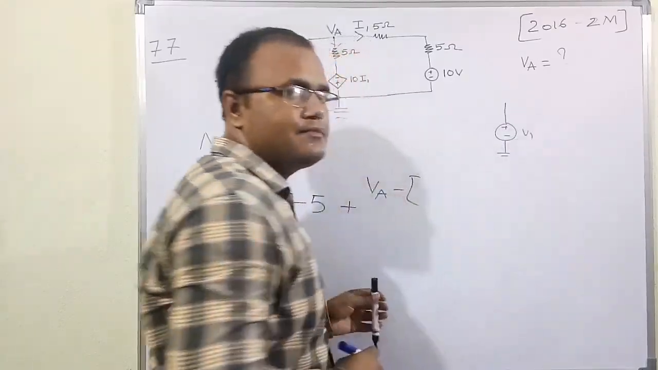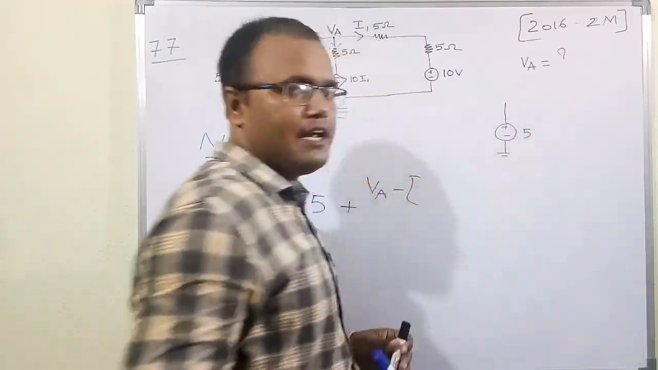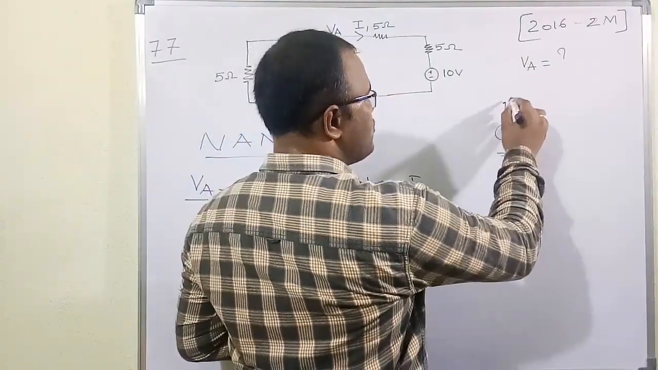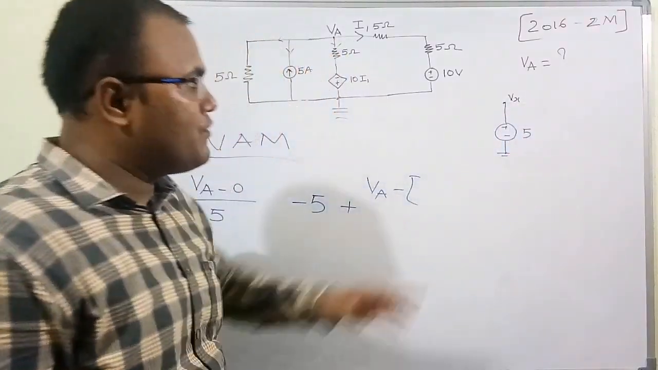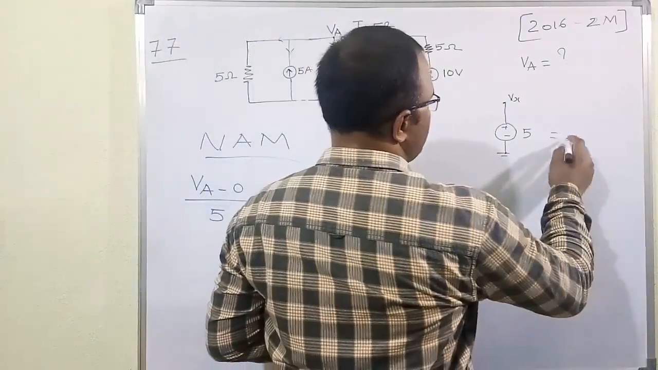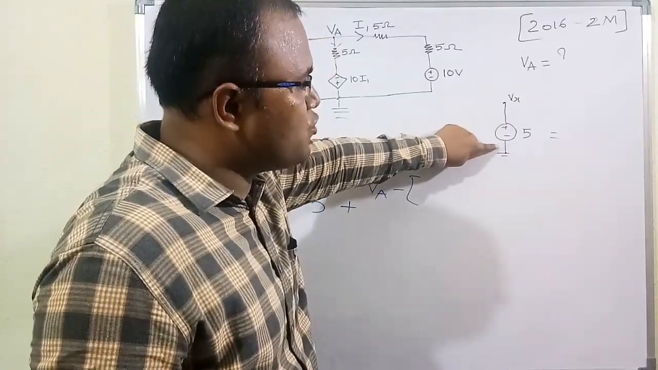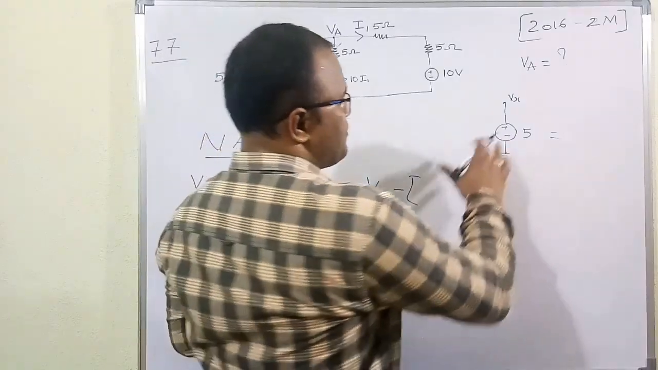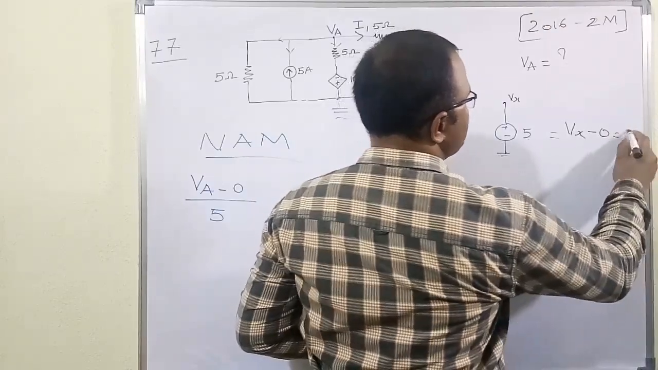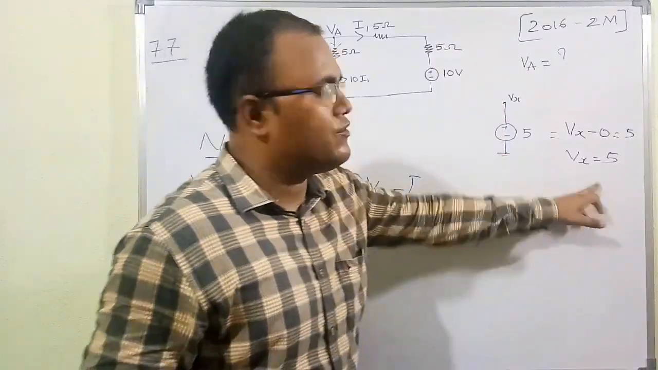Suppose this is V1, and let me assume this voltage is 5 volt. If I assume this is a reference node, then this node Vx will be how much? Whether it is plus 5 or minus 5, we are going to figure out. Here, this is the higher potential and this is the lower potential. Therefore, higher potential minus lower potential is equal to 5 volt. Higher potential is Vx, minus lower potential 0, is equal to 5. So Vx is equal to 5 volt.